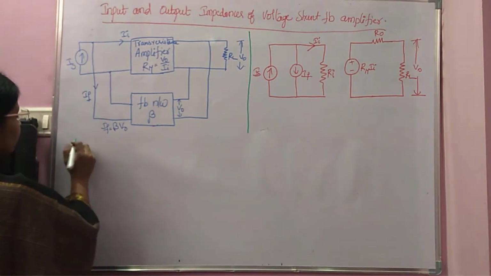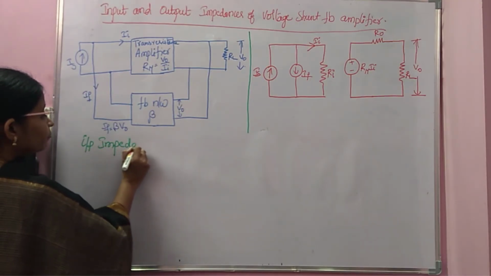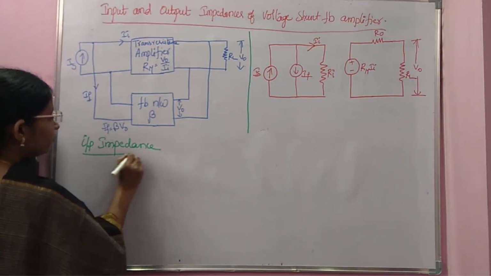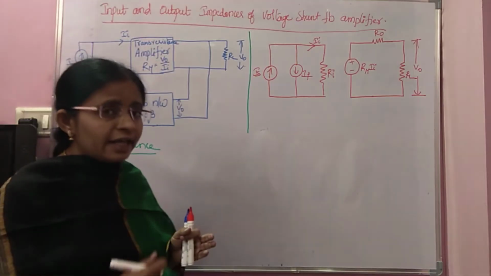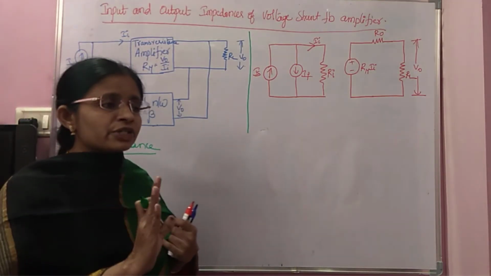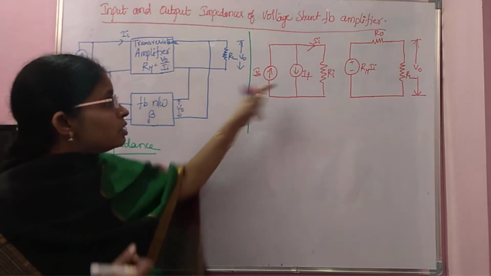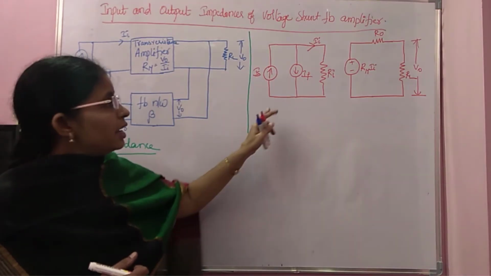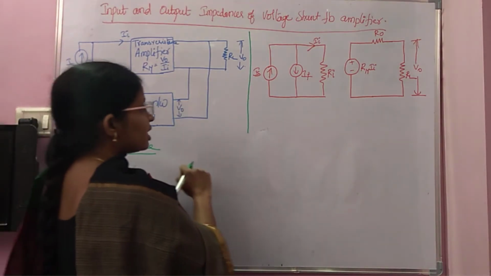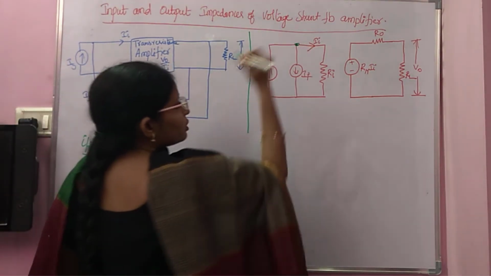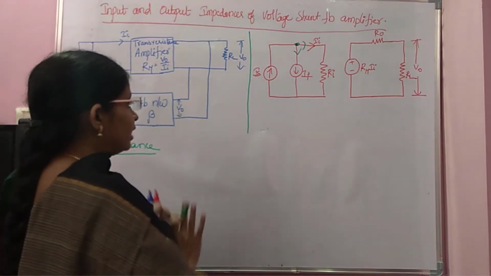Let me find the input impedance. I already mentioned one point: while finding the input impedance, you must write the equation for the input circuit, which may be KVL or KCL depending on the circuit. If you observe the input circuit, it seems to be a circuit in which you can write KCL. See here, IS is coming to this node, and then it gets divided like this. So we'll write the KCL.